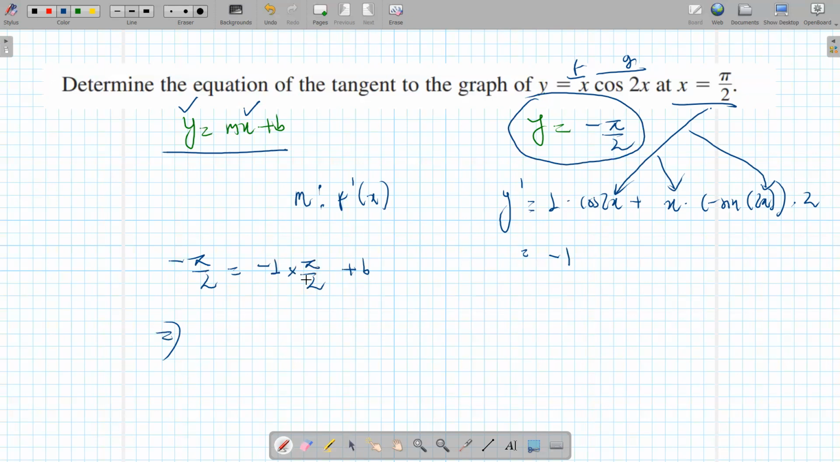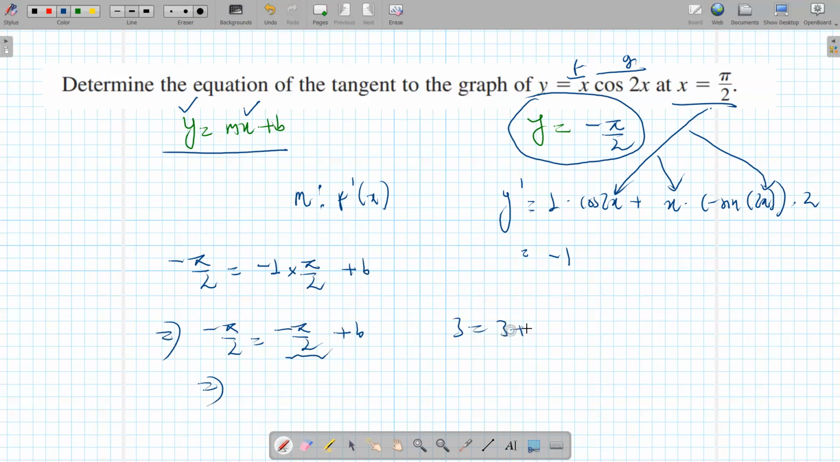First of all, what's negative 1 times pi over 2? What does that simplify to? Negative pi over 2. There you go. Now what? You're going to add pi over 2 on both sides. You need to get rid of this. When you add them, you're going to get a 0 because they're the exact same thing.